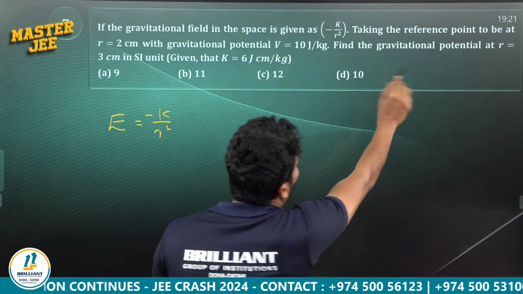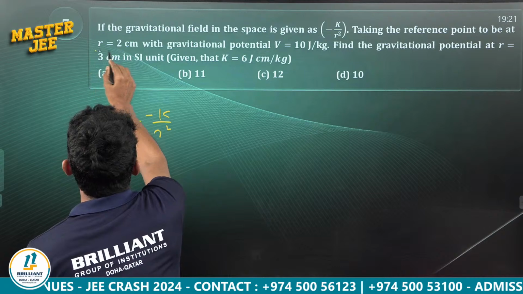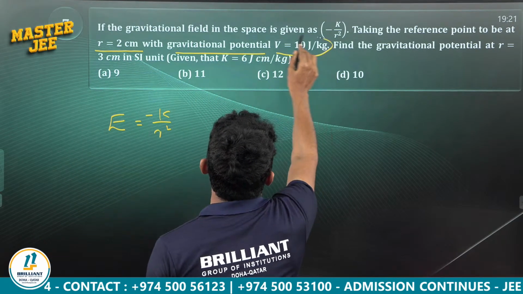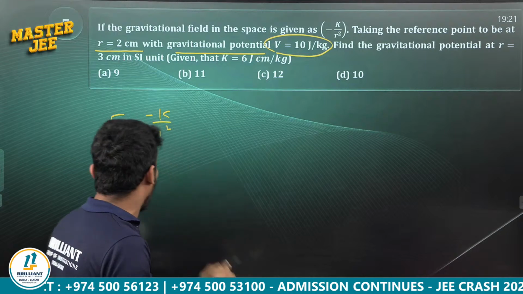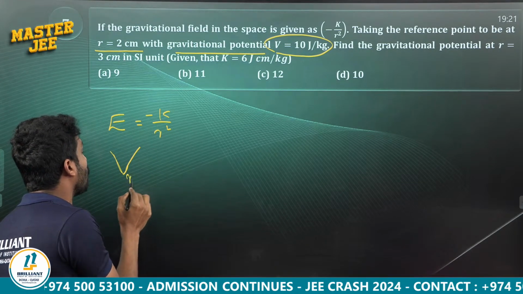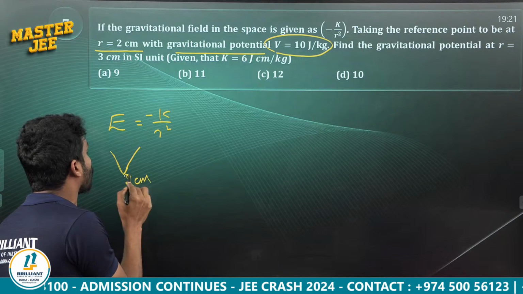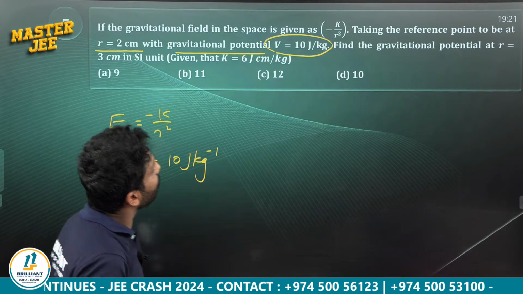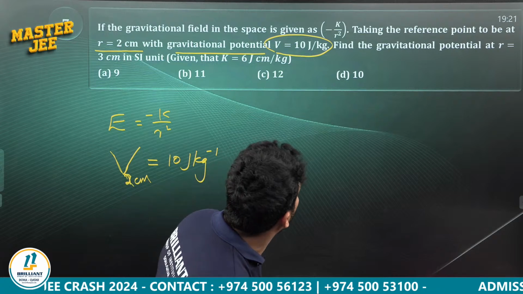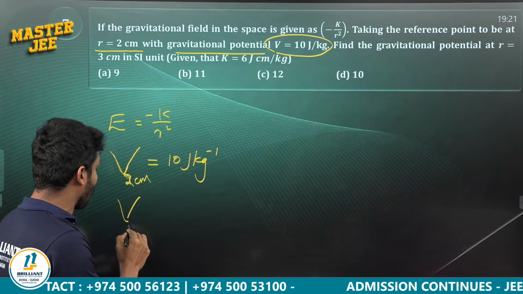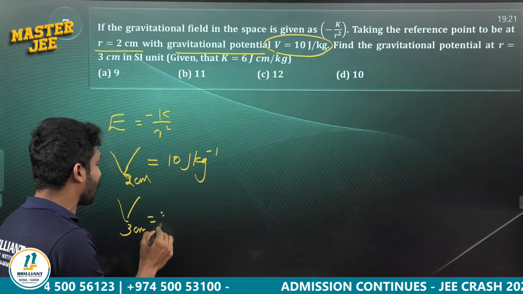Taking the reference point to be at r equal to 2 centimeter, with gravitational potential V equal to 10 joule per kilogram at r equal to 2 centimeter. Okay, that's good. Find the gravitational potential at r equal to 3 centimeter. What is the potential at r equal to 3 centimeter is asked.